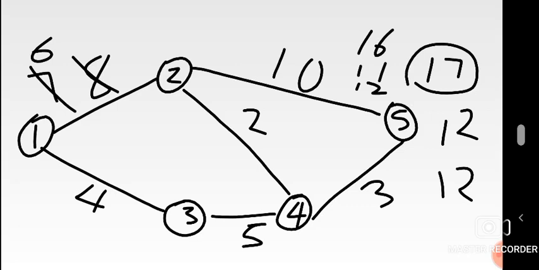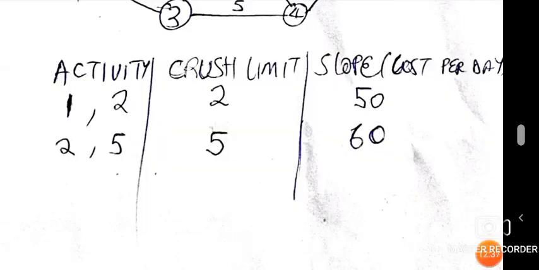You look at it. Can it still be crashed any further? Yes, although activity 1 to 2 has now been eliminated, because it has reached its limit. You cannot crash it any further. Meaning your attention shifts to the other one that you were not crashing initially, but it's still along the critical path. Which activity is that? Activity 2 to 5. Let me just share the table so that you get to see activity 2 to 5's cost per day. Activity 2 to 5 is still in the critical path. That's a cost of 60, okay. Then, of course, meaning we have to crash it at a limit of 5.